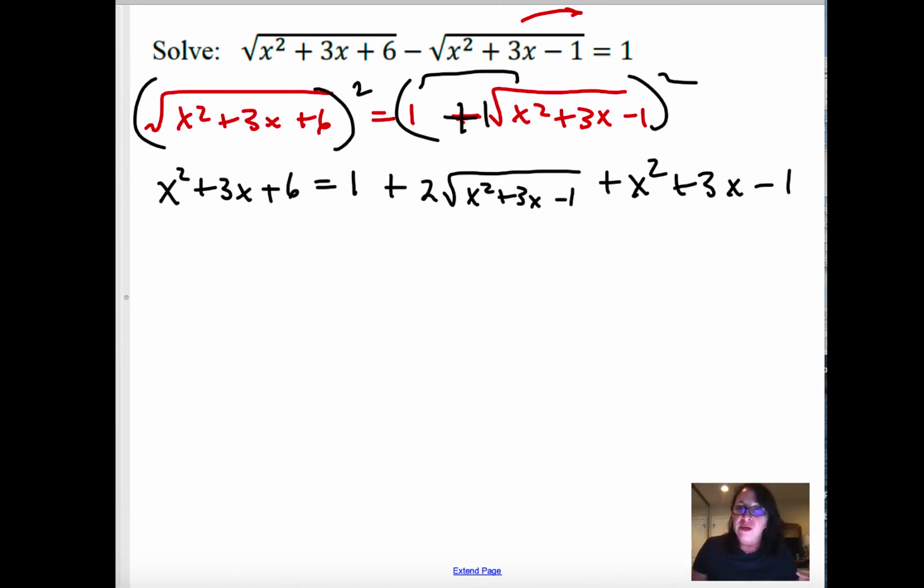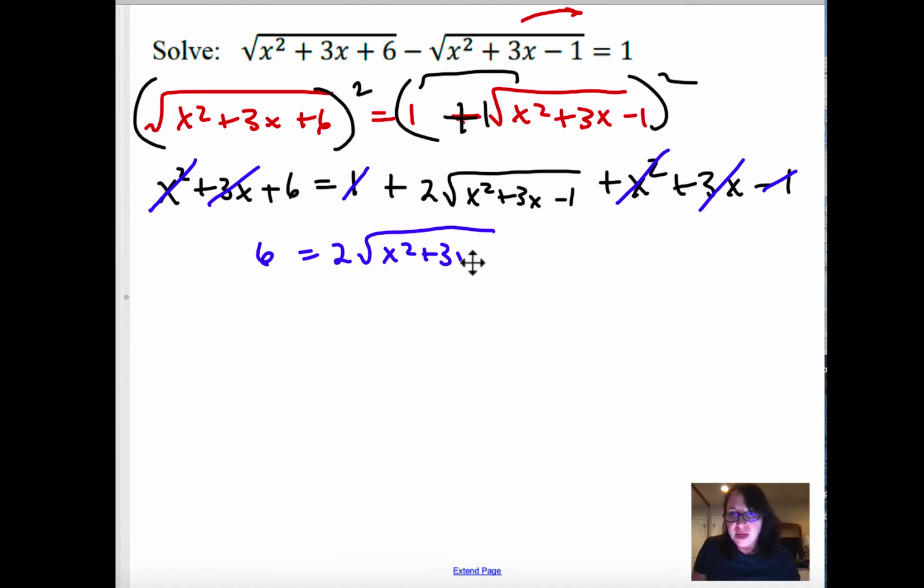So right now I would try to cancel out any terms on the left and right side that are the same, because when you subtract, they are going to go away. So the 3x's are canceled, the x squareds are canceled, and if you notice, the 1 minus 1 also cancels, doesn't it? So what I have left is 6 equals 2 times the square root of x squared plus 3x minus 1.